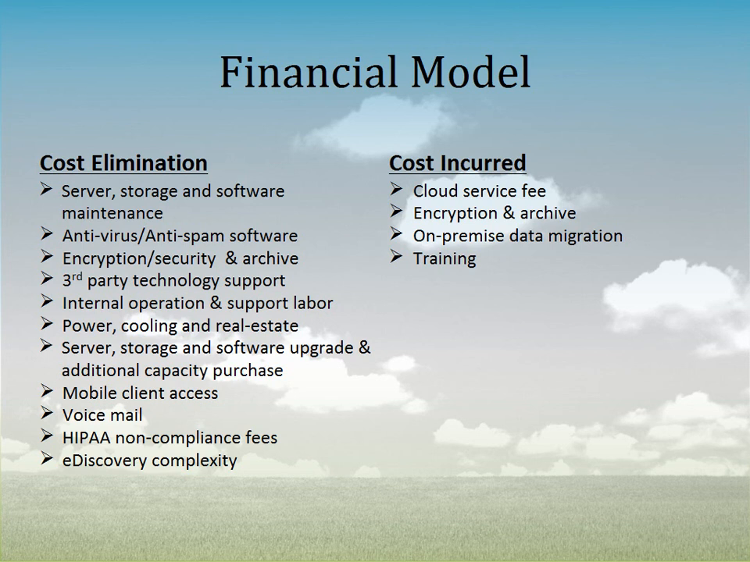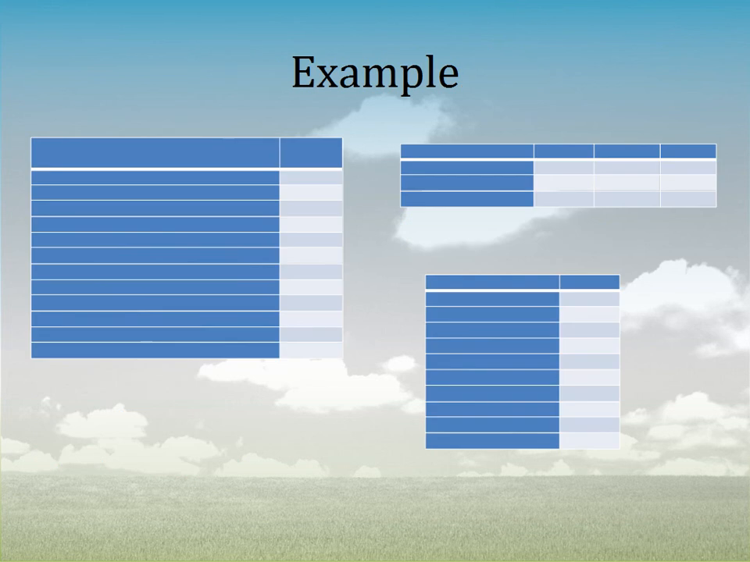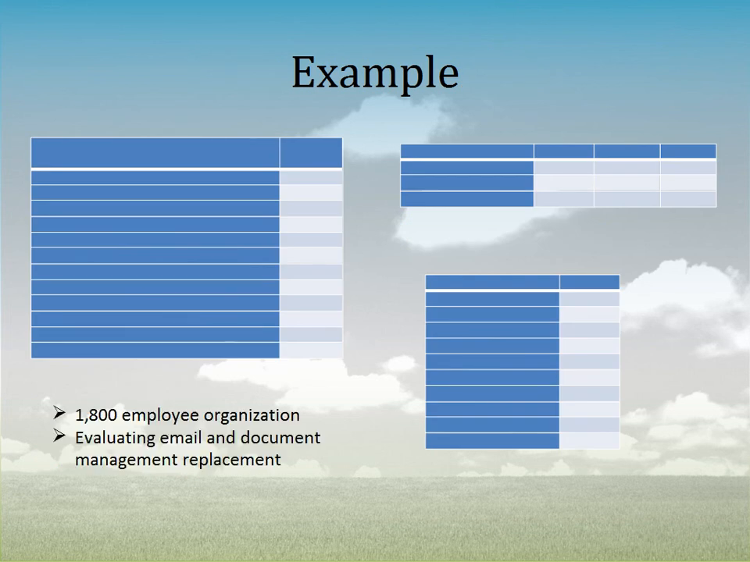And then from the cost side of the equation: what's the monthly or annual service fee for moving to the cloud? Is there additional encryption and archive cost with moving to the cloud? What is the on-premise data migration, getting the documents residing on-premise and the email in your existing on-premise email environment to the cloud, and any other training that may be needed? So we build that out, and this is what we use as the basis of our financial model. So let's look at an example. In this example, this is an 1,800-employee organization that's evaluating an email and document management replacement.